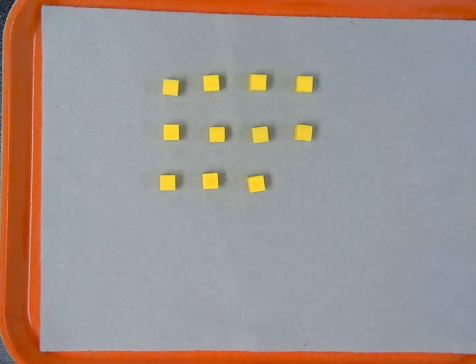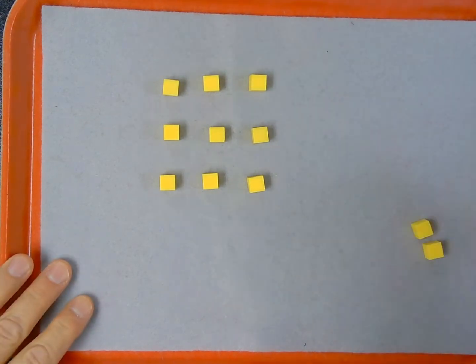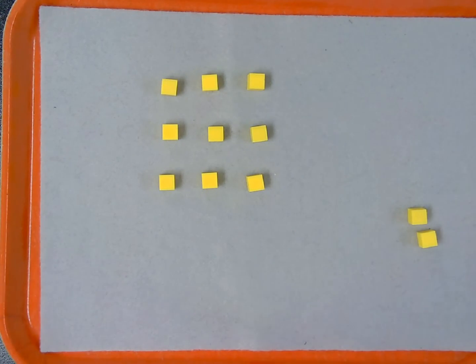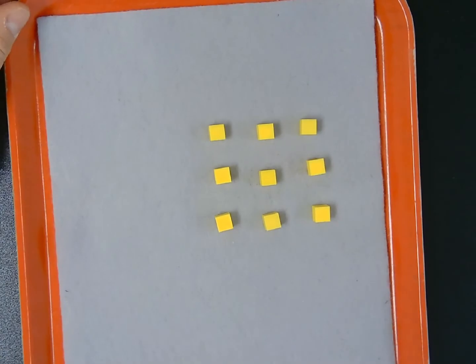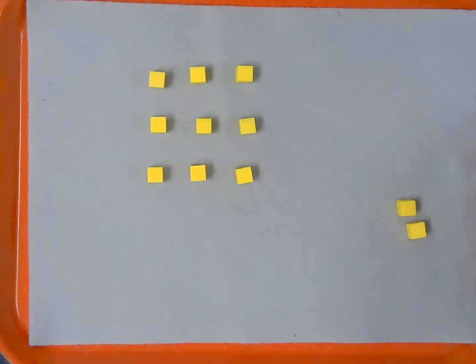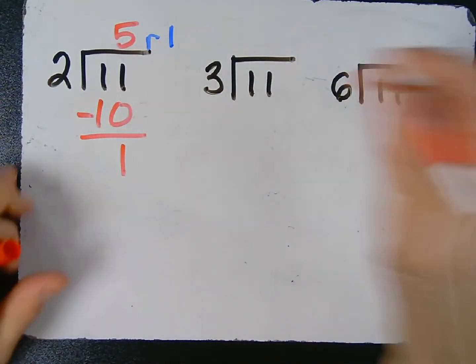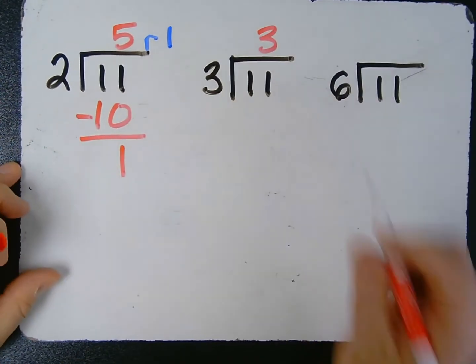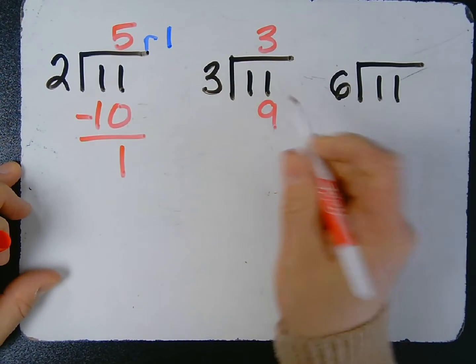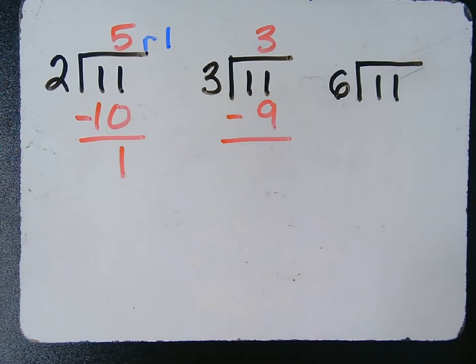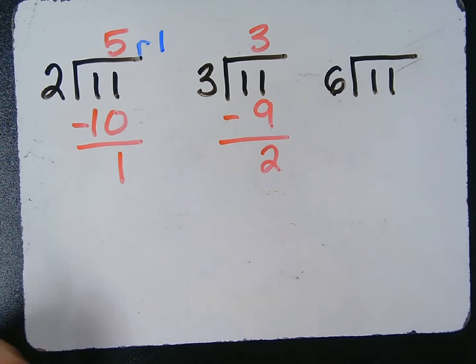Now again, my groups have to be the same. I cannot have unequal groups, otherwise I'm not dividing. So I have to eliminate these 2 blocks here. Now I have 3 rows with 3 in each row. So when I divide 11 into 3 groups, the best I can do is make 3 in each group, because 3 times 3 is 9. When I subtract the difference, 11 minus 9, I am left with 2 pieces left over, or a remainder of 2. 3 remainder 2.